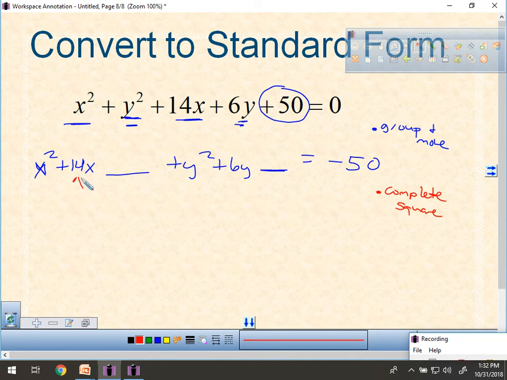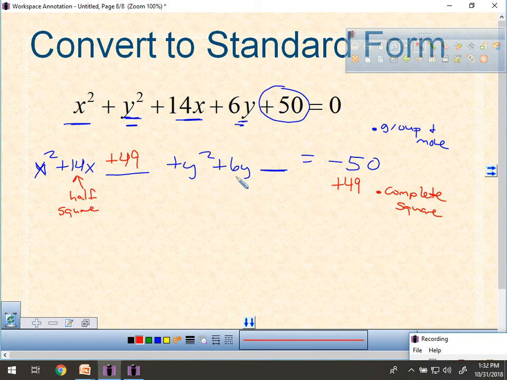What you do is you're going to take half of that number I just drew an arrow to, and then you're going to square that. So let's do it together. Half of 14 would be 7. 7 squared would be 49, so put plus 49 in that box. That's right. Now, here's the thing. In math, whatever you do to one side of the equation, you got to do to the other side. So put plus 49 over here.